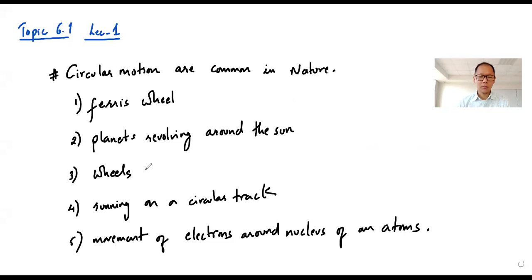And also the commonly used wheels, right? It could be for a bike, a car, trucks, anything. All of those wheels are constantly moving in circles. Other examples are running on a circular track and the movement of electrons around the nucleus of an atom. So you see, circular motions are very common in nature.